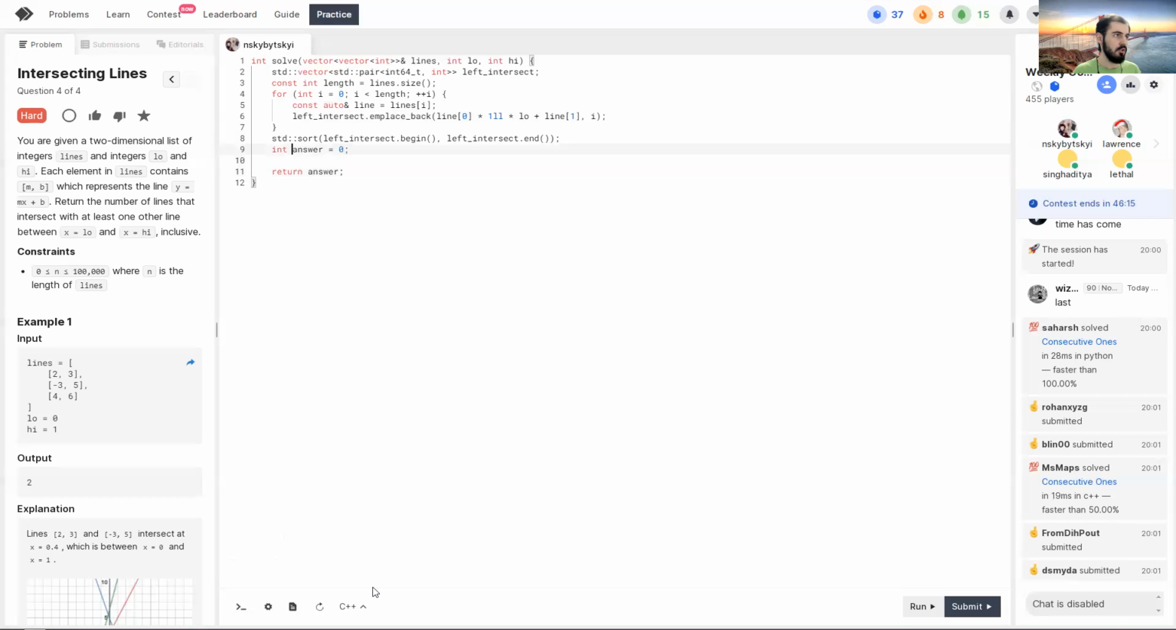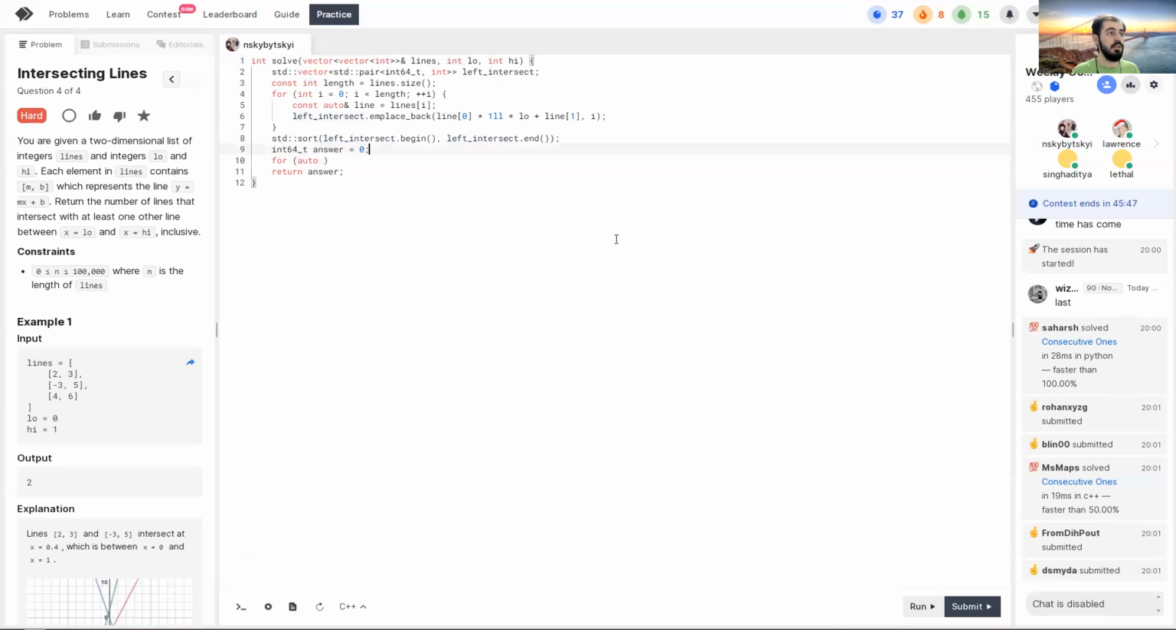And the answer actually can be int64. I have no idea why. Yeah, because obviously we can have all pairs of lines intersecting, and that's 10 to the 10th over 2, it's overflowing. I have no idea why they return int. It just won't work. Okay.